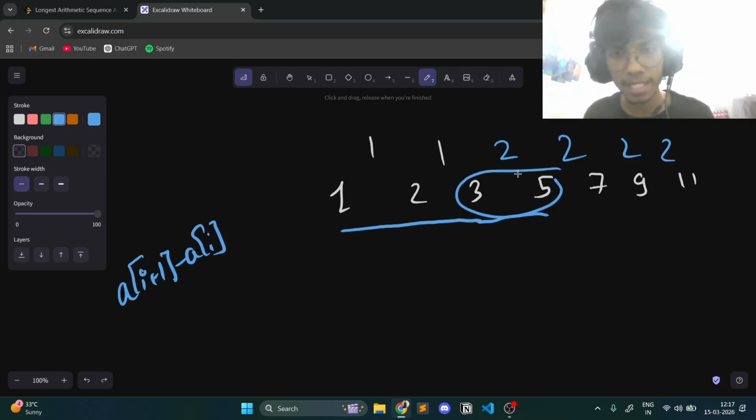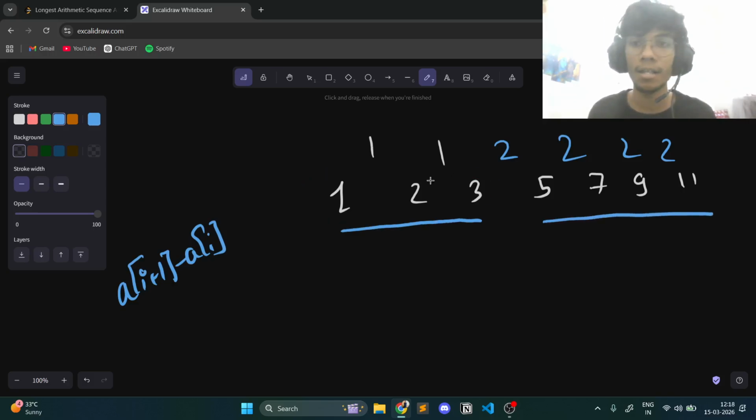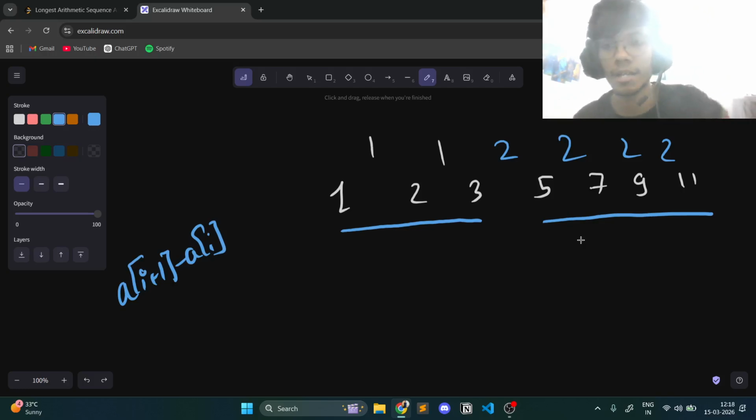But since 5 minus 3 is 2, which is not equal to 1, we cannot take this part, so I can only take this part. Similarly, I can also take this subarray, because the difference over here is 7 minus 5, which is 2, 9 minus 7, which is 2, and 11 minus 9, which is 2 again. So we can take this subarray, and we need to return the maximum length of the subarray that is a valid subarray.